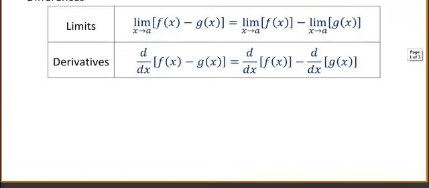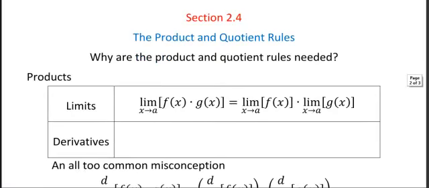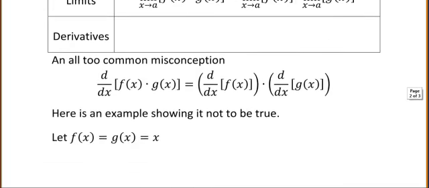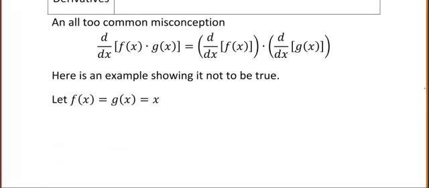Now, the properties of limits have two more operations that they talk about. The limit of a product is the product of the limits. So the limit of the product of f and g, we'll take the limits separately and multiply them at the end. Does this work for derivatives? Well, I'm afraid not. But it's a common misconception that students have, so we should keep in mind some simple examples. Let's check this with the simple functions f of x and g of x both being x.